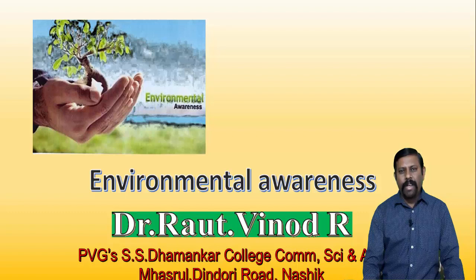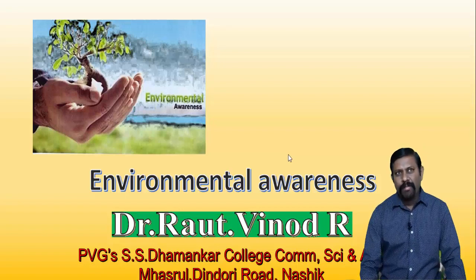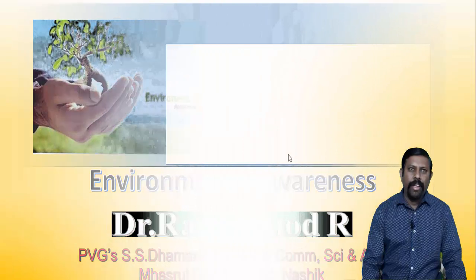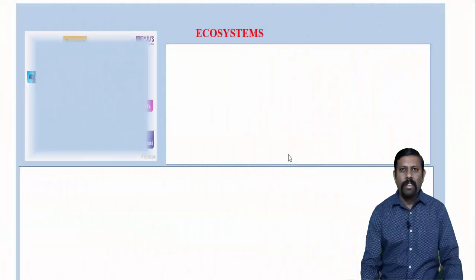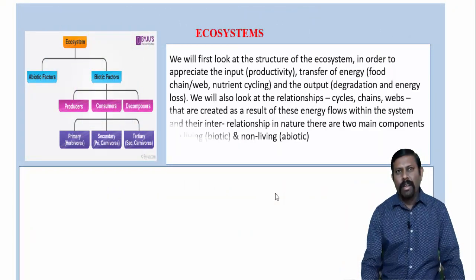Now, third chapter: ecosystem. This is one of the important chapters in environmental awareness. As you know about the ecosystem, biotic and abiotic. So in this, producer, consumer, decomposer, etc.